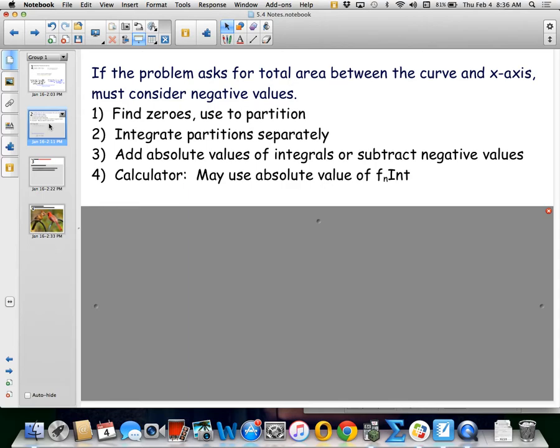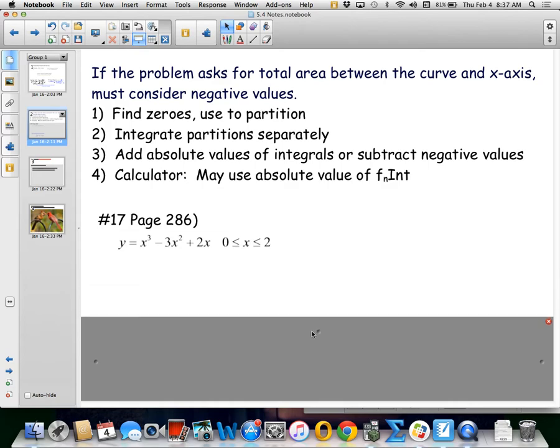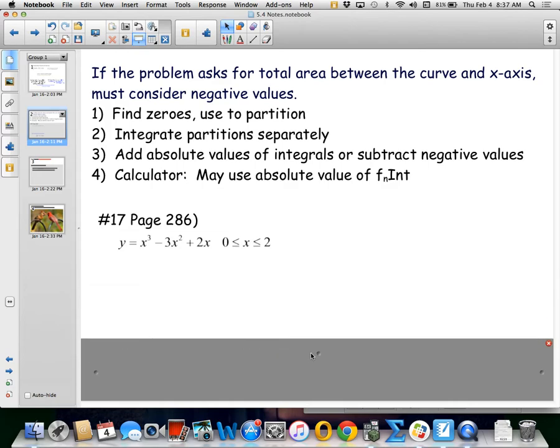I am going to show you number 4, how to use a calculator to do areas as well. Some of your next test will be calculator, and some of it will be no calculator. So if I look at number 17 on page 286, take a look at that.